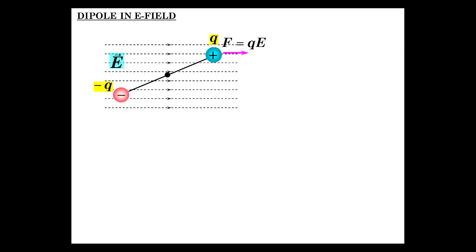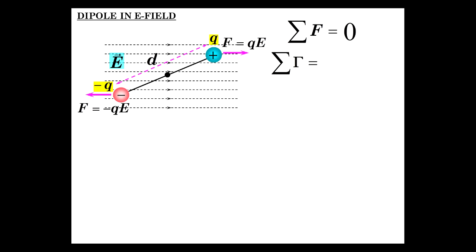Well, in this electric field, we know the force on the positive is going to be to the right, because by definition, an electric field is the direction of force on a positive charge. And then the negative has an equal force to the left. And they're separated by distance d. We know that the sum of the forces is zero. There's no translational acceleration here.